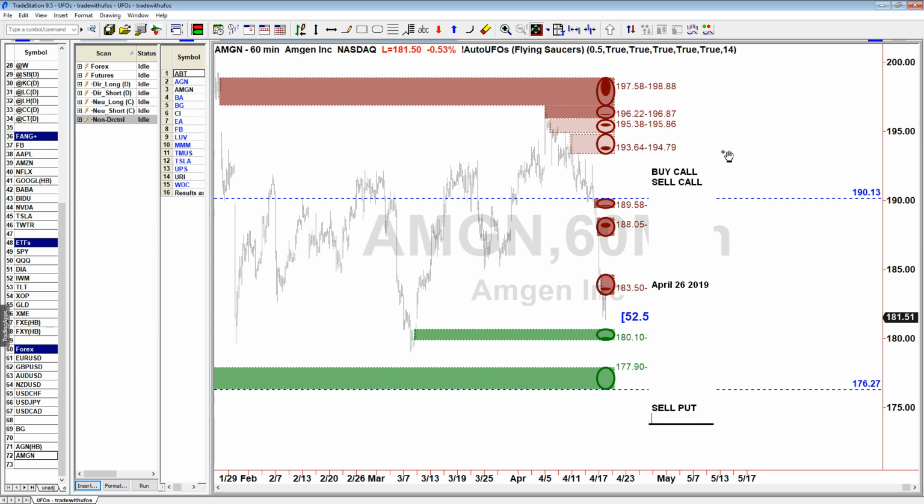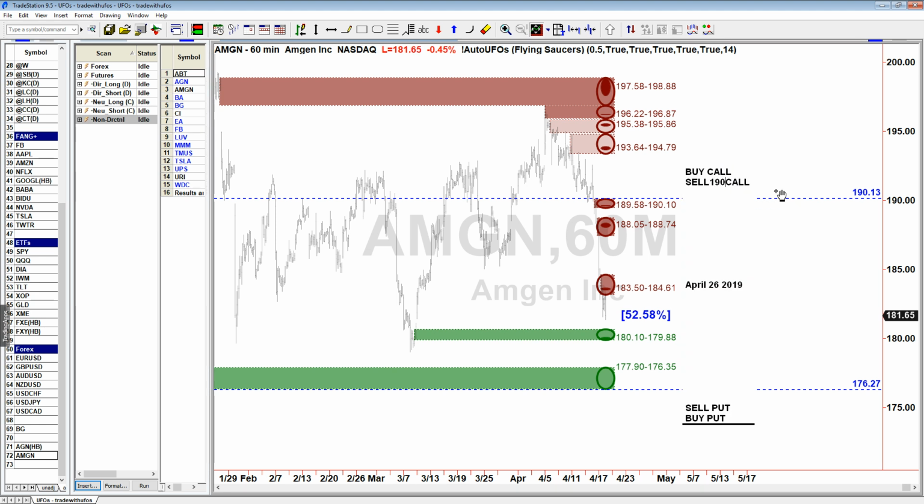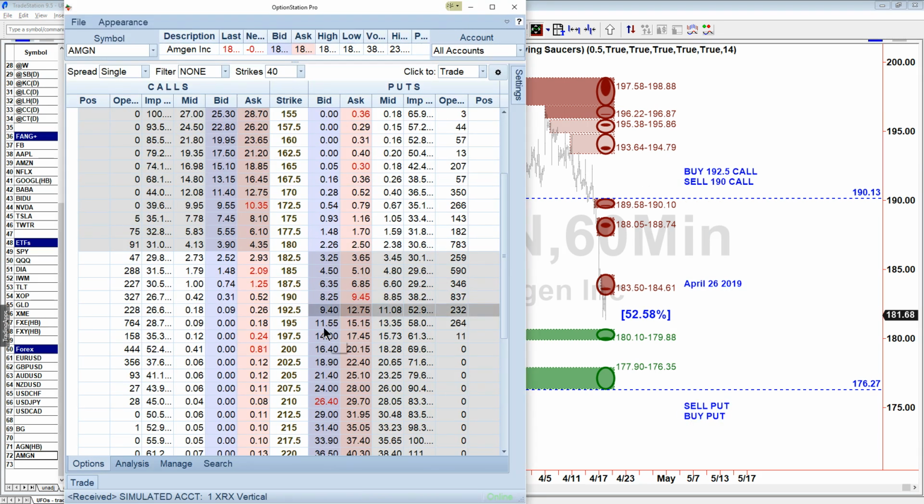Okay, so what we're gonna do is sell calls and buy calls above the red UFOs, and sell puts and buy puts below the green UFOs using the April 26 expiration date. That's the plan. To make it a little more visual, I'm gonna change color to a darker blue. The call that we're gonna sell is the 190, and the one we're gonna buy, I believe, would need to be the 192.5. So we have 190, 192.5. That would be the plan.